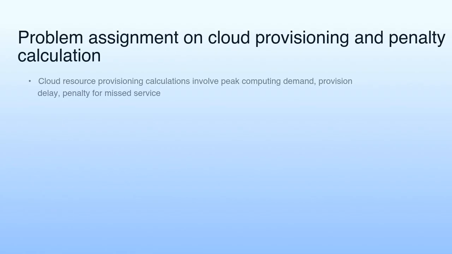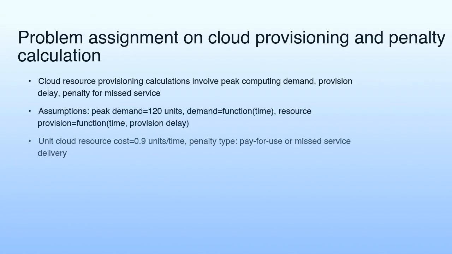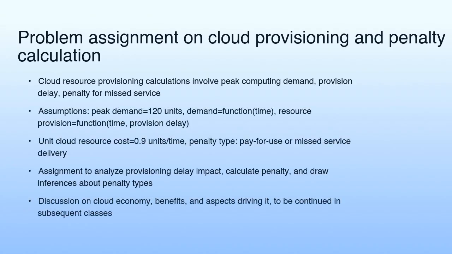Cloud resource provisioning calculations involve factors like peak computing demand, provision delay, and penalties for missed service, with assumptions such as peak demand and resource provision as functions of time, unit cloud resource cost, and penalty types like pay for use or miss service delivery.